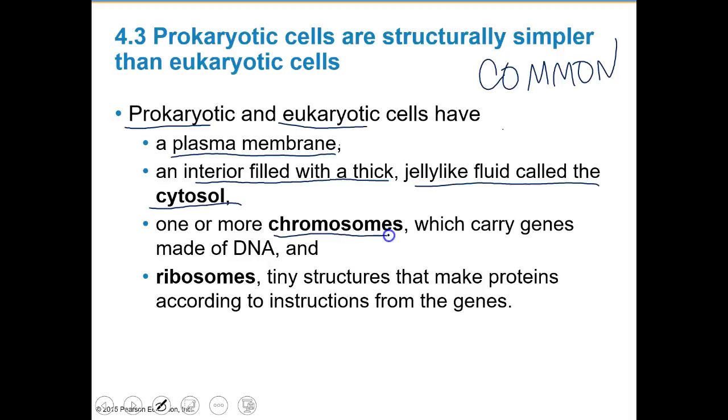They're also going to have chromosomes, which carry the genes made of DNA, so they all have to have some kind of genetic material, every cell. They also have to have ribosomes, so tiny structures that make proteins according to the instructions of genes. So, although not added here, we could make the note that prokaryotic and eukaryotic cells also have to have proteins. I mean, what's the point of having a thing that makes proteins if we don't actually keep the proteins and use them? So that's another thing that all cells will have: proteins.